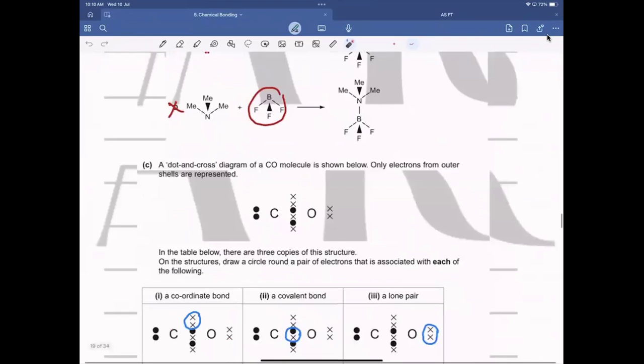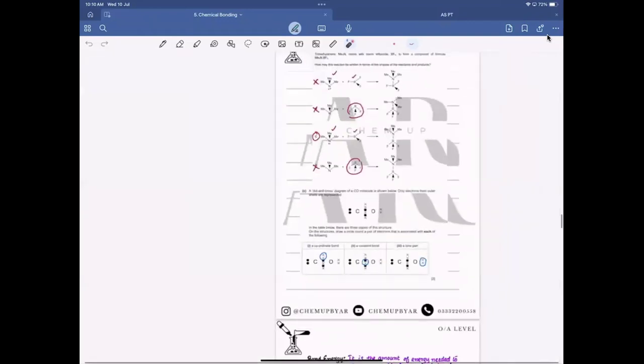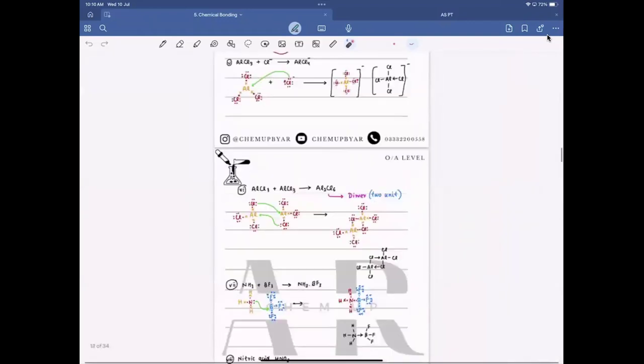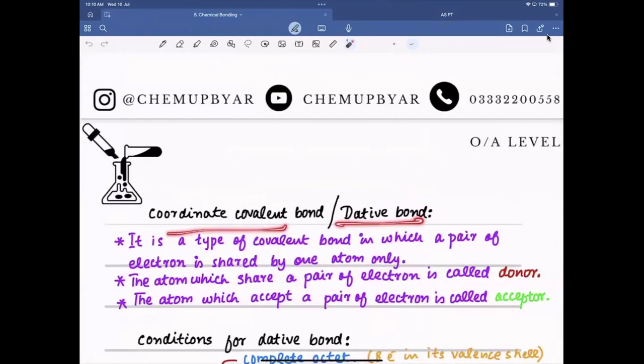Is this clear? Yes, sir. Okay. So I think this would be very easy. You have to figure out the bond pair, the lone pair, the covalent bond, and the coordinate bond, right? Yes, sir. What is meant by the coordinate bond? Dative bond. So, dative. Yeah, see, I have mentioned over here, coordinate covalent bond or dative bond.